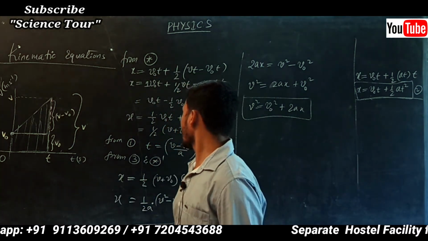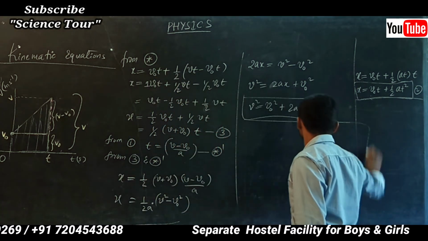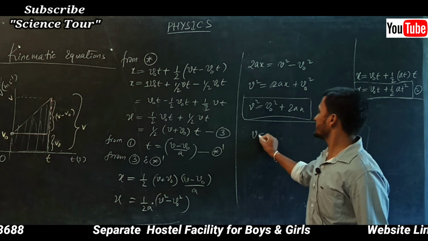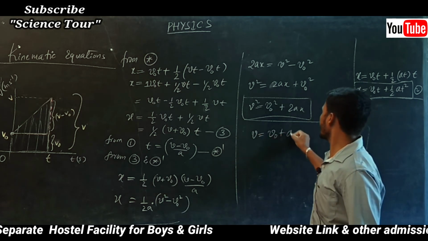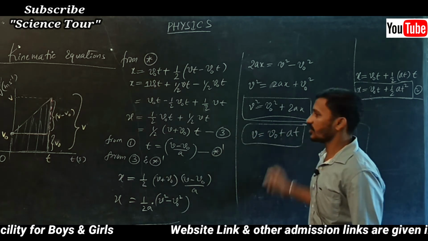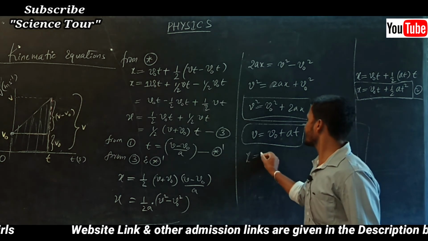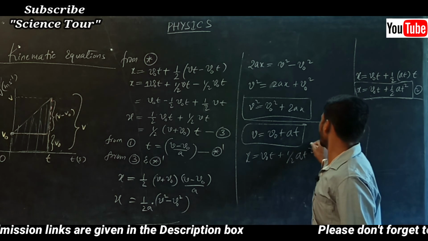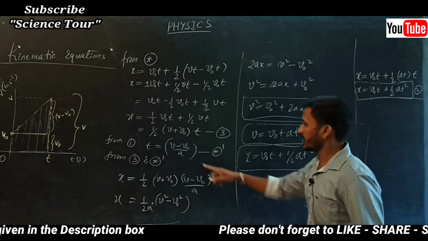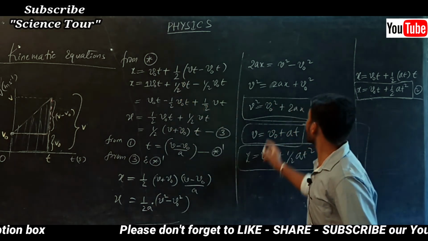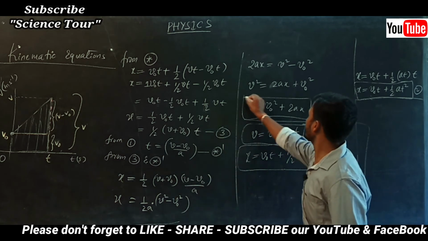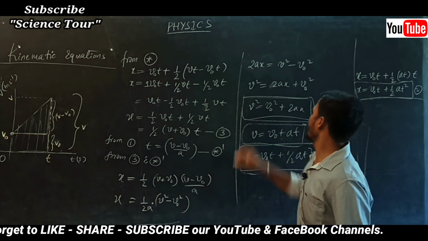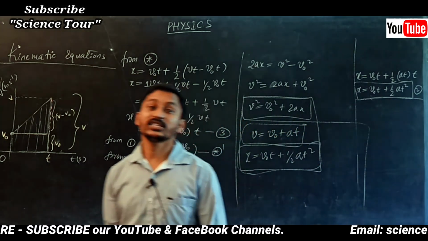So we will get the kinematic equations. How many equations did we get? We got v is equal to v naught plus at. This is the first equation we got. Next equation we got x is equal to v naught t plus half at square. It was the second equation. The next and final equation we got is v square is equal to v naught square plus 2ax. This is what we achieved.